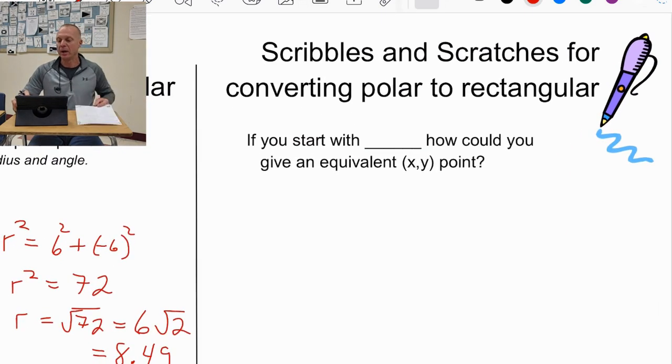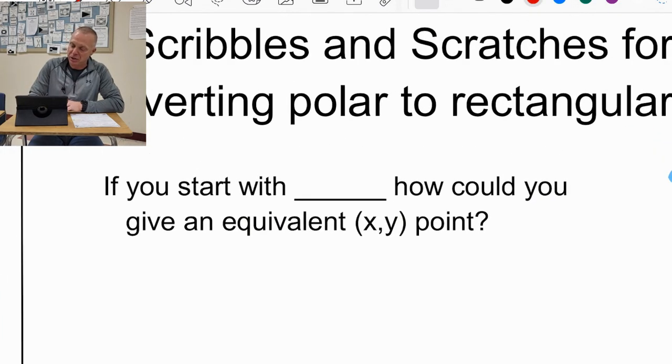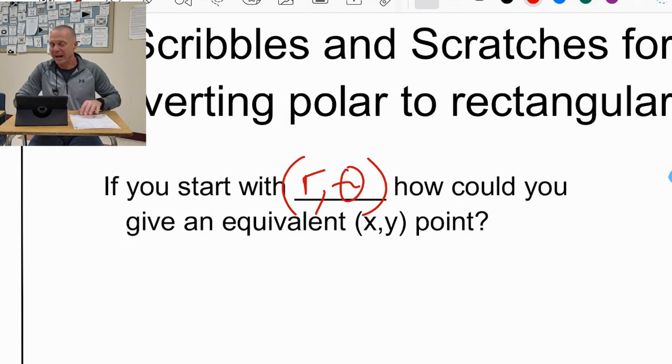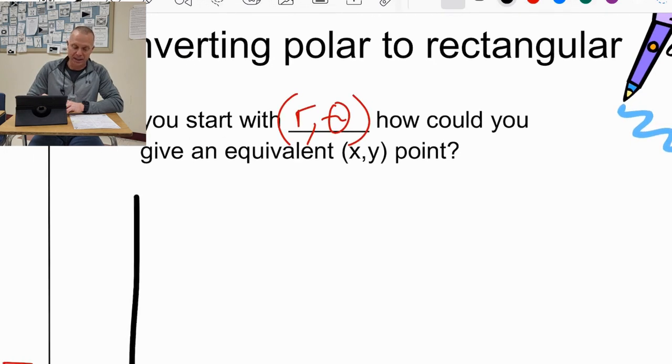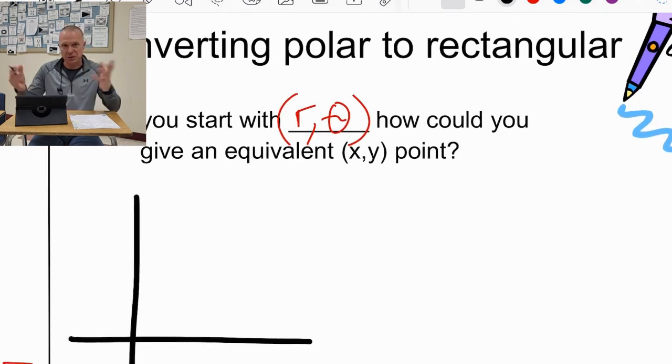This time, we're going to think about converting the other direction. We're going to start with r and theta, a radius and an angle, and we're going to see if we can figure out how to go backwards to x and y. Now, you might think that it's just backwards of what we did in the previous example. Not quite. It's not that easy just to reverse those rules. What we need to do is basically develop this a little bit.